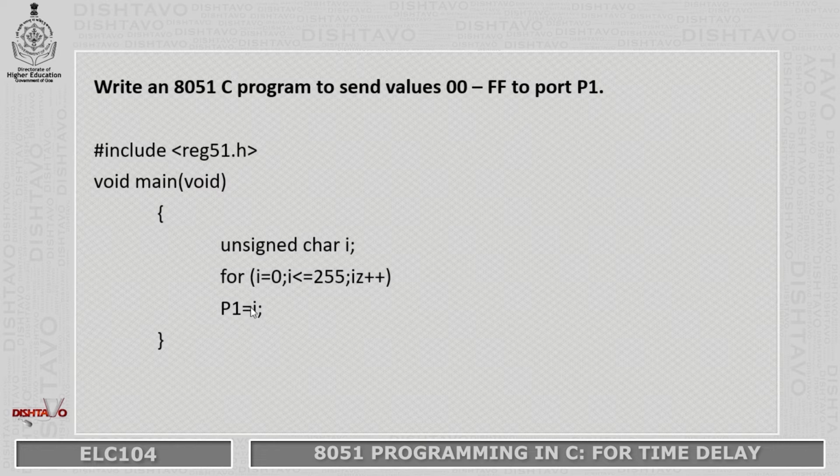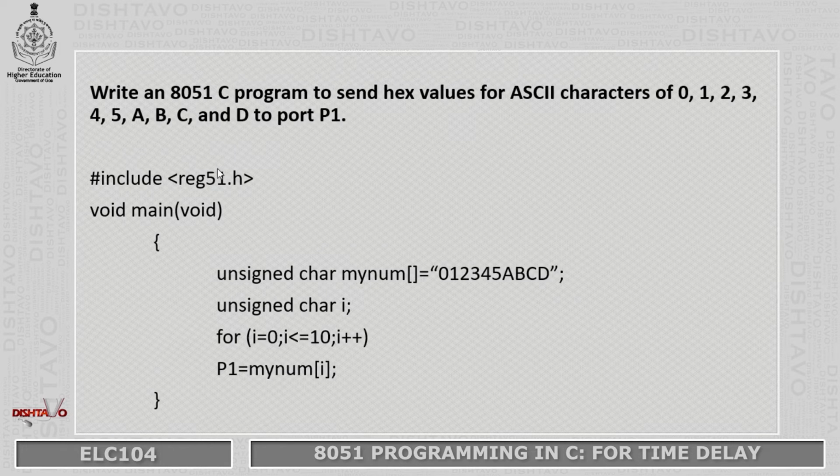So over here, port 1 will always be receiving the values of i. So i will be 0, 1, 2, and it will go up to 255. So this is a simple way of representing the values 00 to FF on port number 1. So what if the value is in decimal, the value which will be displayed on port 1 will be in terms of hexadecimal. The next program is to send the hex values for the hex key characters 0, 1, 2, 3, 4, 5, A, B, C, D to port number 1.